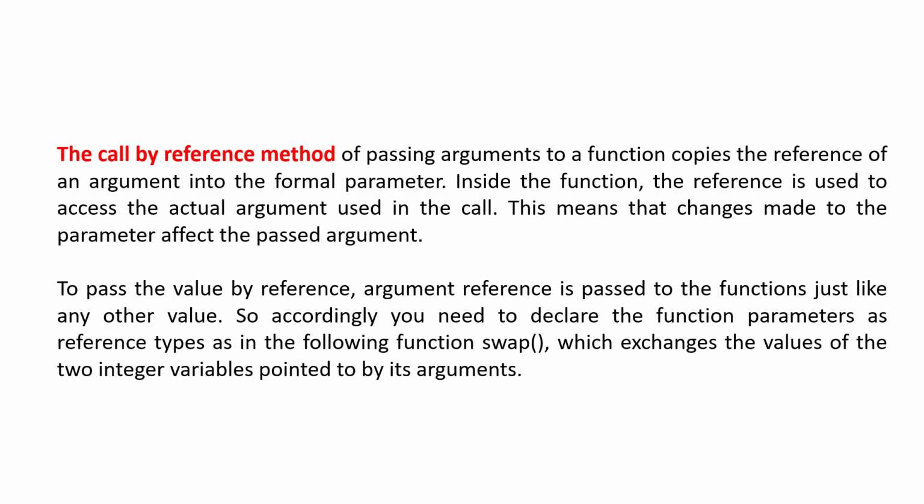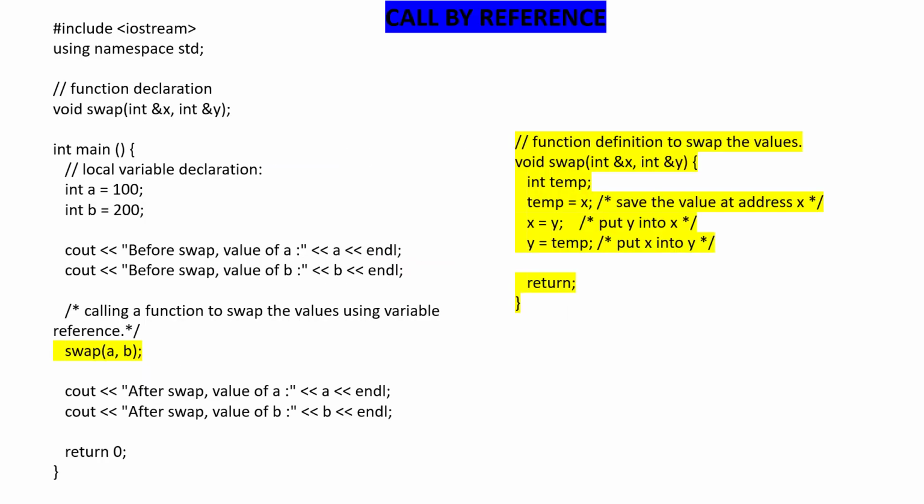Same thing with the reference method. The call by reference method of passing arguments to a function copies the reference of an argument into the formal parameter. Inside the function, the reference is used to access the actual argument used in the code. This means that changes made to the parameter affect the passed argument. To pass the value by reference, argument references are passed to the function just like any other value. So accordingly, you need to declare the function parameters as reference types as in the following function swap. So we'll see the problem directly. We'll see the outputs also.